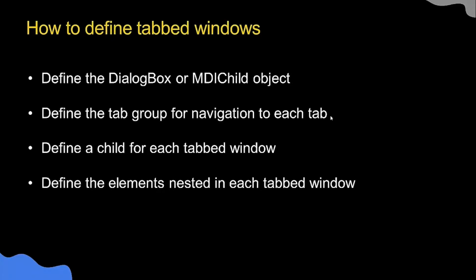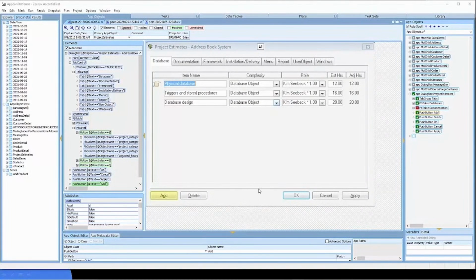Each tabbed window would then be a child of the dialog box or MDIChild. So instead of creating a separate top-level window, we're going to have the tabbed windows be children of the dialog box or MDIChild. And then finally, the elements are nested inside of each tabbed window. So let's have a quick look.